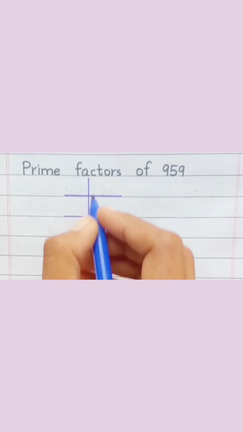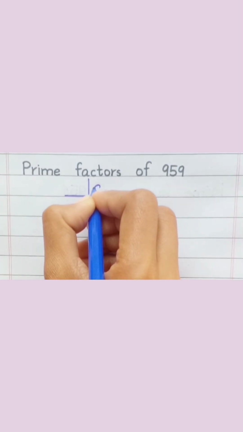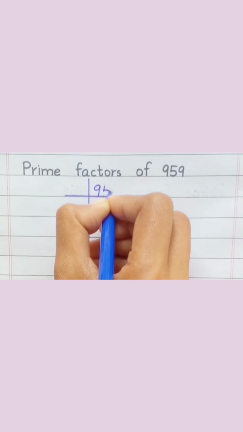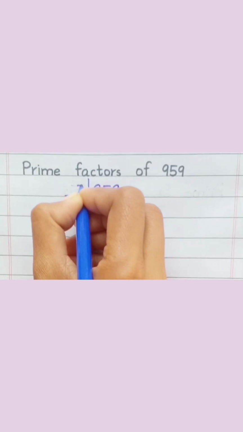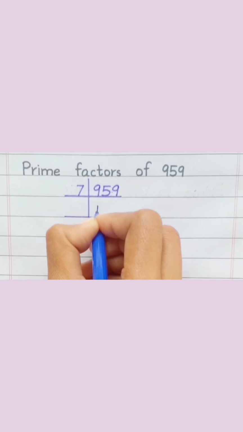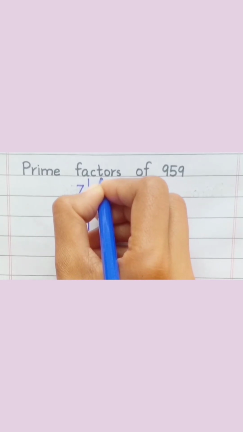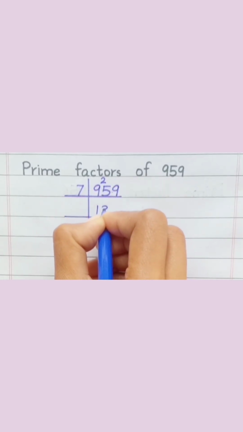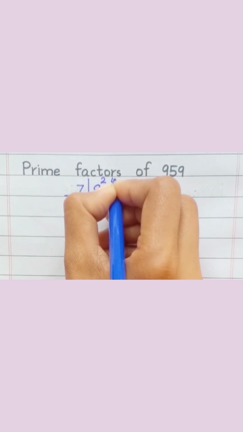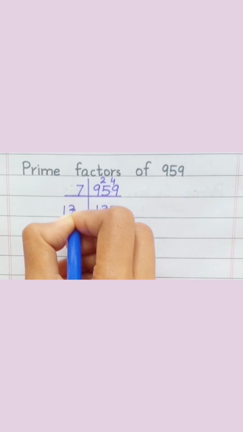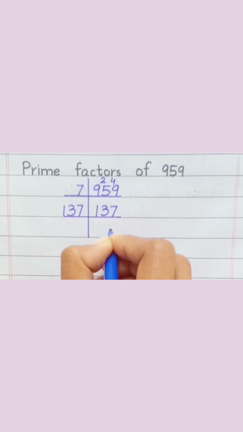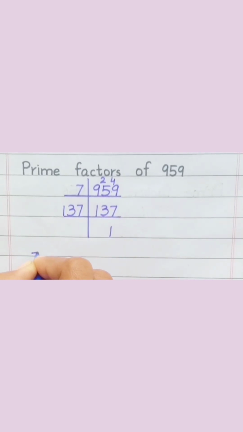Prime factors of 959. 7 ones are 7, 7 3s are 21, 7 7s are 49, 137 ones are 137. 959 equals 7 multiply 137.